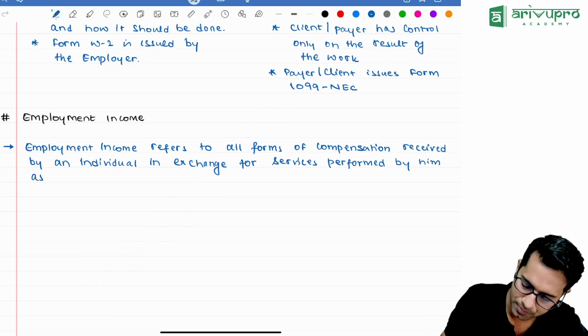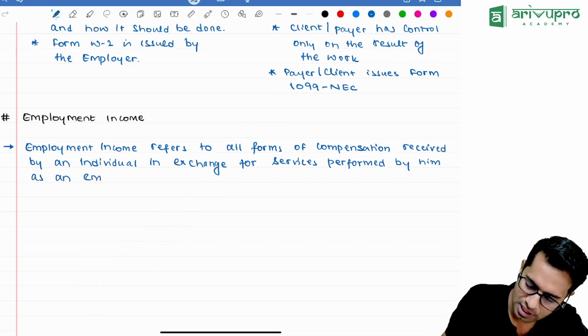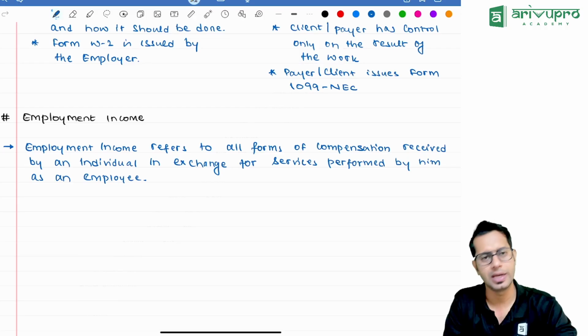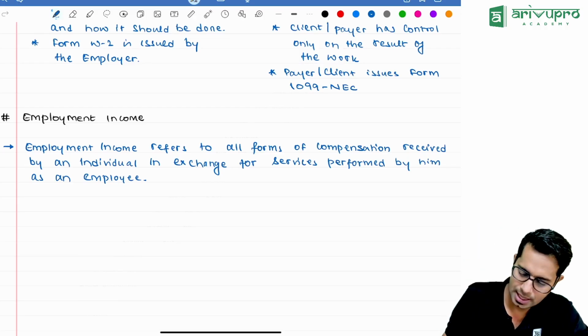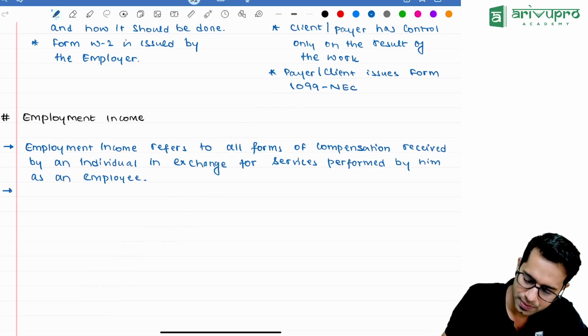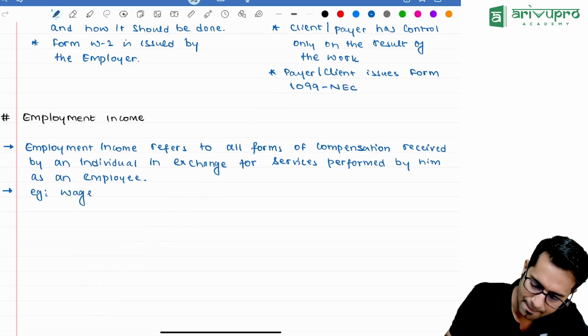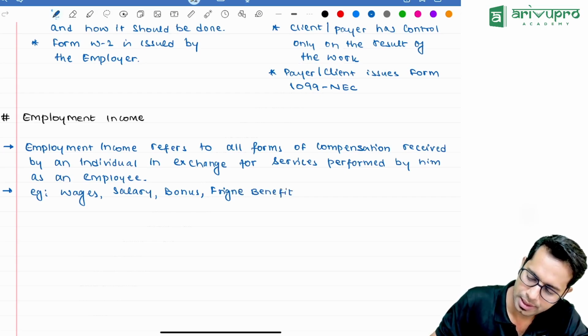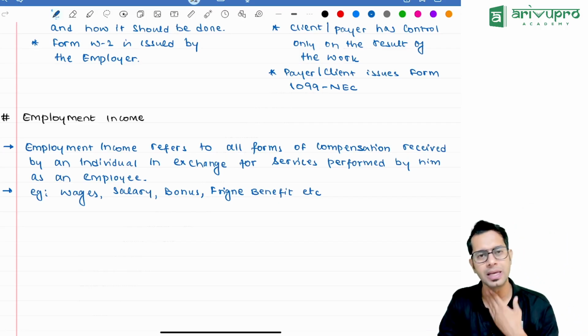as an employee, whatever services are performed by you as an employee, the money which you get will be called what, sir? Employment income, which will include the wages, the salary, the bonus, or any type of fringe benefit, etc., which is paid by the company to you.